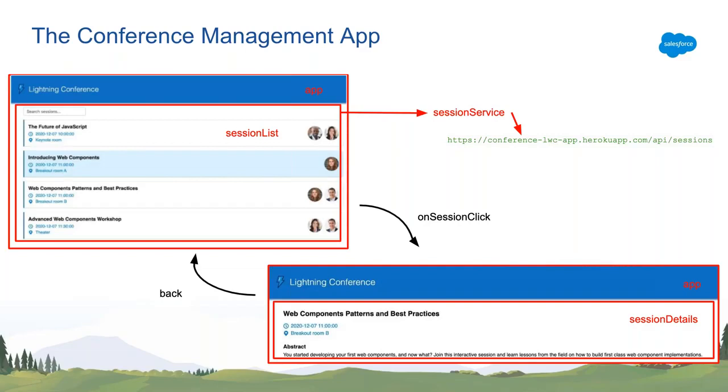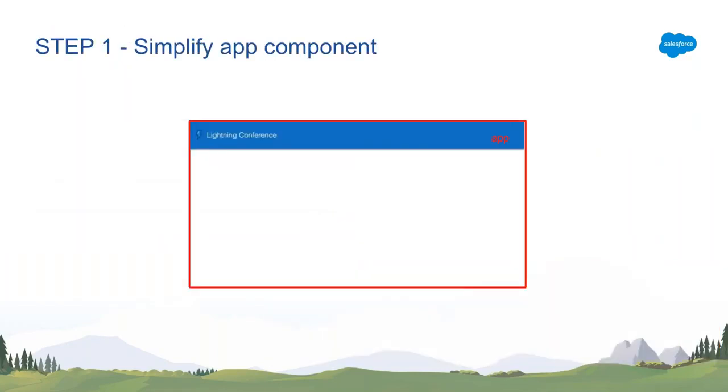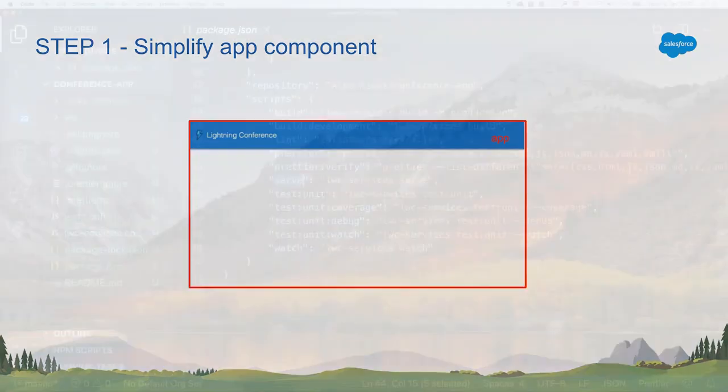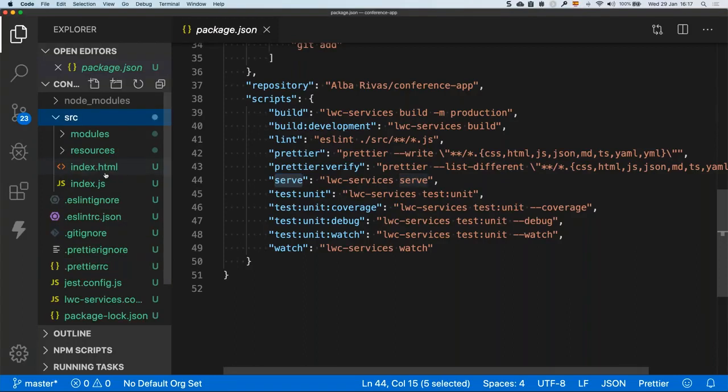So the first thing that we're going to do is to simplify the app component, which is the first web component we are going to see in our project. So for that, let me go back to VS Code, and we're going to start exploring the files and folders that are created in the source folder. So here we can see that we have an index.html file. This is the entry point for our application. And here we can see our first web component.